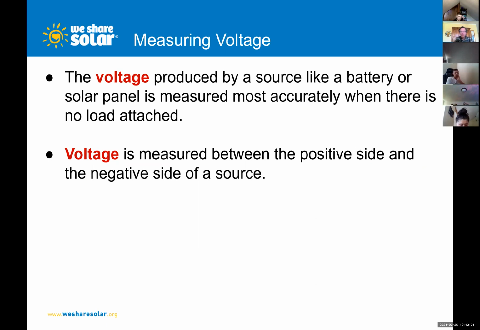Voltage. Yeah, good point, Jacob. Voltage produced by a battery or a solar panel is best measured when the circuit isn't complete. So you could just measure the voltage on a battery without the rest of the circuit. You have a thing called a voltmeter or a multimeter that you connect a little wire to each side and measure it.